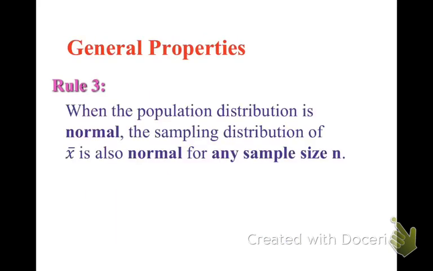Our third rule says that when the population distribution is normal, the sampling distribution of x bar is also normal. In other words, it doesn't matter what sample size we pick. If the population we're pulling from happens to be normal, then any sample of size n has a sampling distribution. So if I graph all the samples of that size, the sampling distribution of all those samples would also be normal. Now, what happens if it isn't normal?